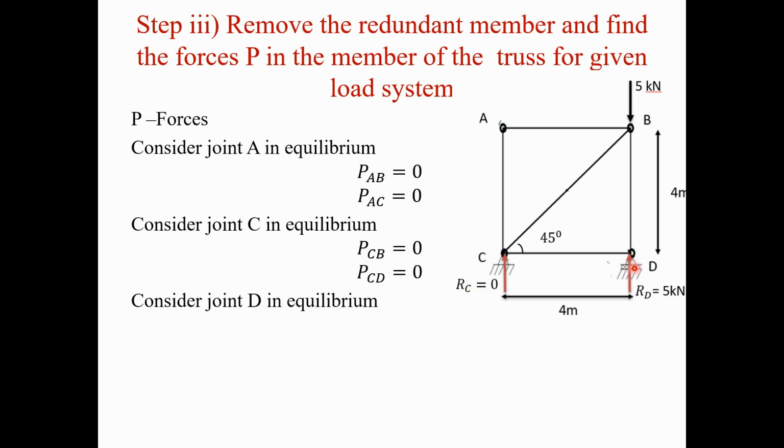Now we'll take the last joint, which is joint D, and we'll draw the free body diagram of joint D separately. So this is the free body diagram of joint D. The RD reaction is there, which is 5 kilonewton. The member force PBD that we have to find out is acting in the downward direction. We assume it is compression in nature, and PCD is already 0, so it is shown as 0 force in the FBD. When we apply the condition of equilibrium, summation of Fy is equal to 0, then 5 kilonewton is acting in the upward direction, so plus 5 minus PBD is equal to 0. So PBD is equal to 5 kilonewton. The nature of PBD we got here is compression, because we assumed it compression and we got a positive sign, so the nature is correct. So PBD is 5 kilonewton compression.